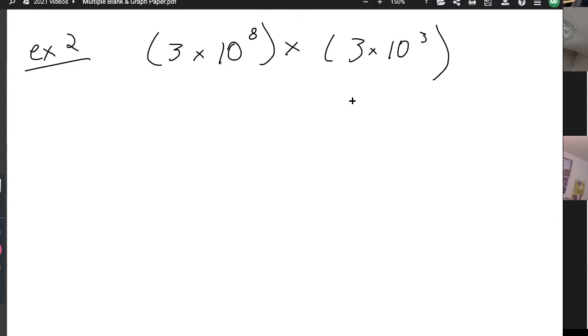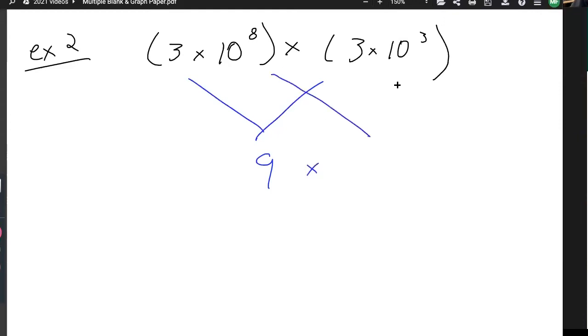Okay, so hopefully you're done by now, but if not, let's just do it together. Remember, you can multiply these in any order you want. So I'm going to multiply the 3 times 3 first and get 9. And then I'm going to multiply 10 to the 8th times 10 to the third. Do you remember what you do there?